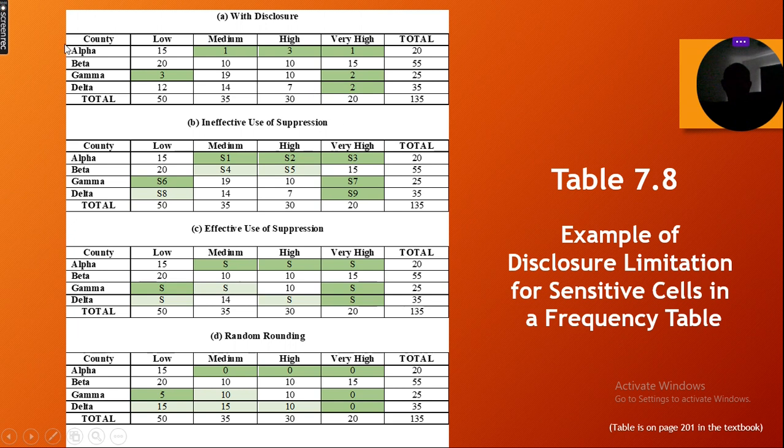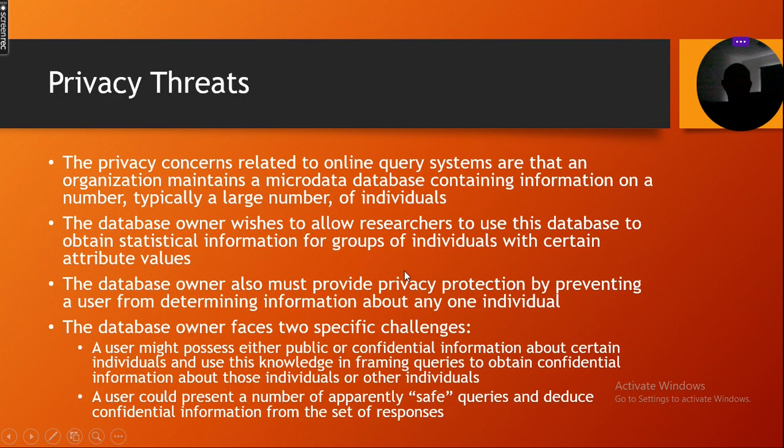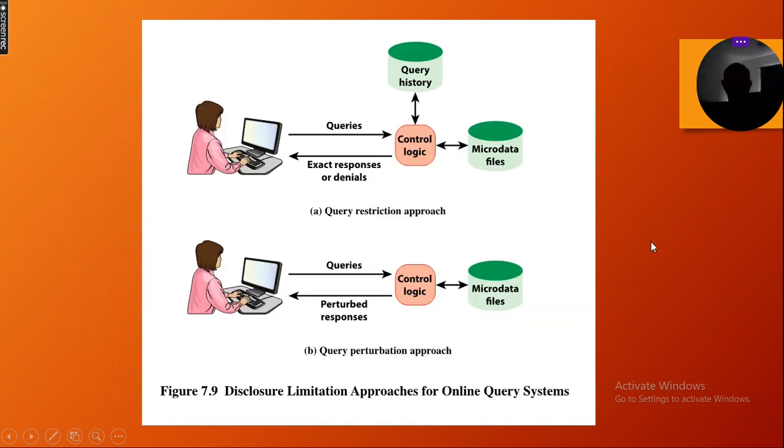They didn't disclose everything. Let's say these are countries, alpha, beta, gamma, delta. We just assume they are countries, low, medium. So you don't know what this really is. They kind of make it not super clear for you. The privacy threat. We've treated privacy threat a lot, right? Let's move on. Let's just look at the figure. This one includes the disclosure limitation approaches for an online query system. Now let's take a look at this.